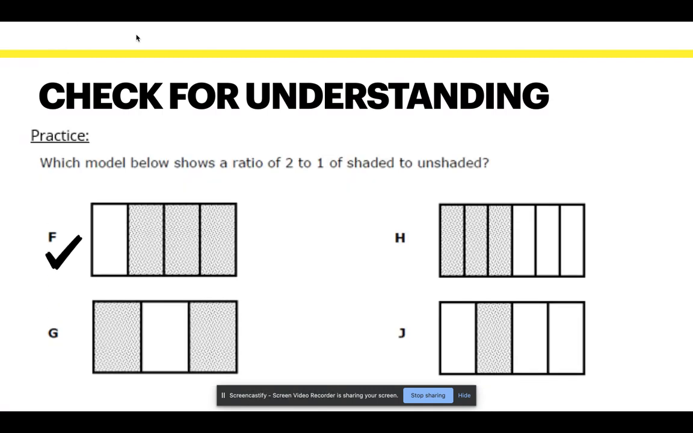Which model below shows the ratio of 2 to 1 of the shaded to unshaded? So 2 to 1. So we know that 2 plus 1 is 3. There are 3 total parts, and 2 of them are shaded. So if I'm looking at F, G, H, and J, I see that only G has 3 total parts, and only 2 of the 3 are shaded. So I know that my correct answer is G.